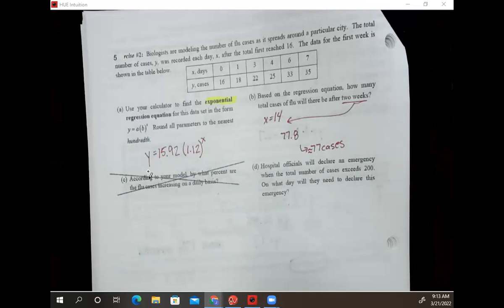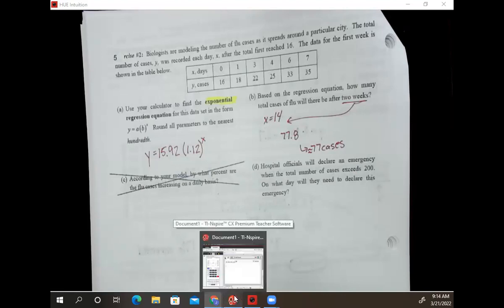We're going to skip part C, and we're going to take a look at part D. Part D says hospital officials will declare an emergency when the total number of cases exceeds 200. On what day will they need to declare this an emergency? So number of cases is over 200. So that means my Y value is 200.